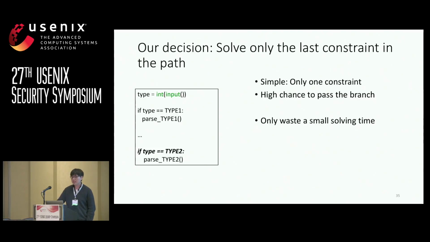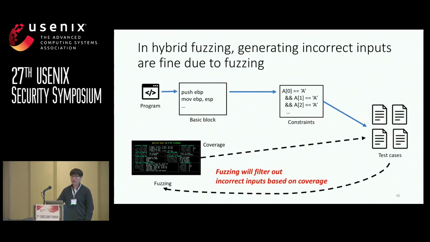Our decision is that we solve only the last constraint in the path. It is simple because it is only one constraint at the last branch. And it is highly likely to pass the branch because it meets the condition for the last branch. If we are wrong, we will waste only a small solving time. And also, in hybrid fuzzing, generating incorrect inputs is fine. Even though we generate incorrect inputs, they will feed back to the fuzzing, and the fuzzing will filter out these incorrect inputs.